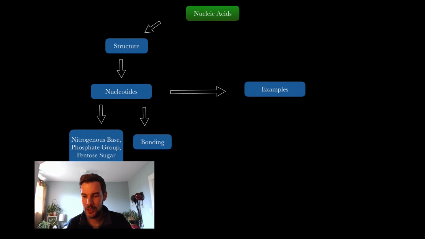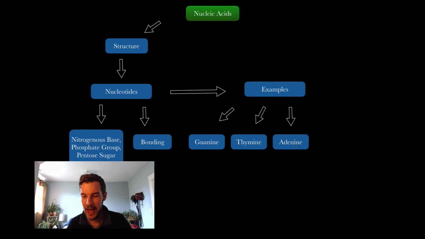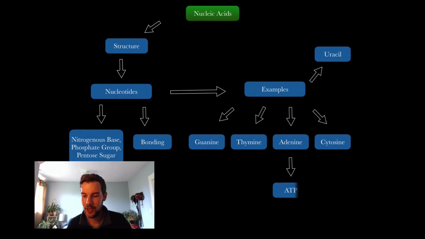And examples of nucleotides will be guanine, so this is going to be the G, thymine, which is going to be the T, adenine, and cytosine. There is another one, uracil, and that's going to be for RNA only. And we're going to talk about adenine in particular, and there's a unique nucleic acid called ATP, which we need for energy in our body. It's super important.